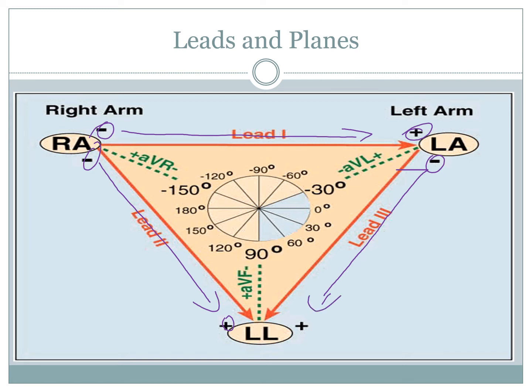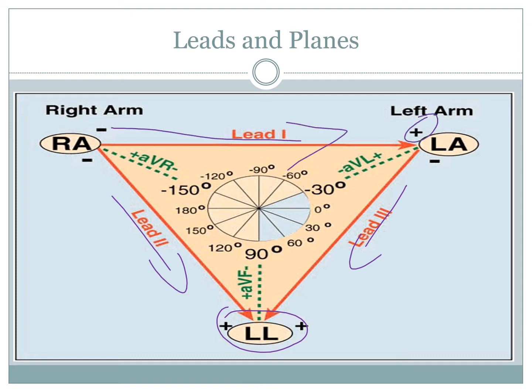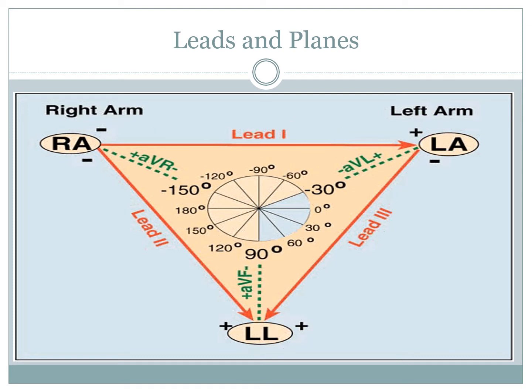Okay, so if you keep that in mind, that traveling down towards the legs is always positive, and only when the right side travels towards the left is that positive. Okay, all the other ones start on a negative plane and travel towards the legs.